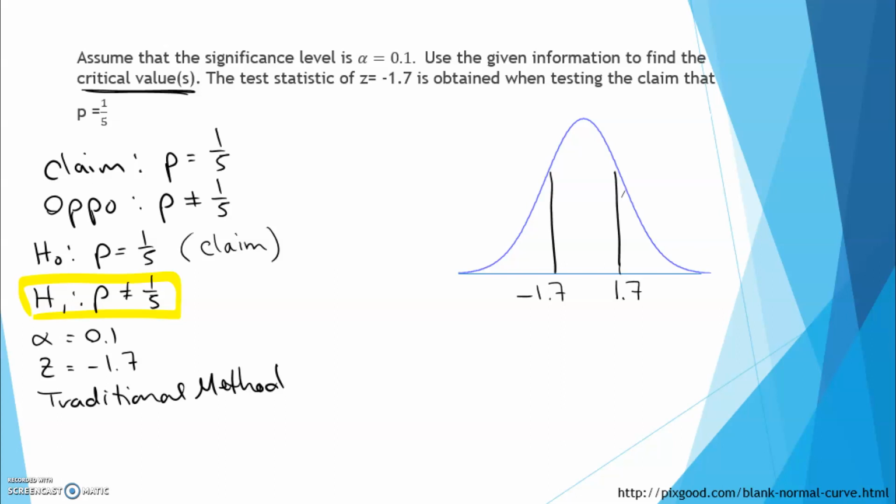Okay, so 1.645, that would be about here and about here. So this would be 1.645 for this one, and this one would be negative 1.645. Okay, so these right here, these are my critical values. These are my test statistics.